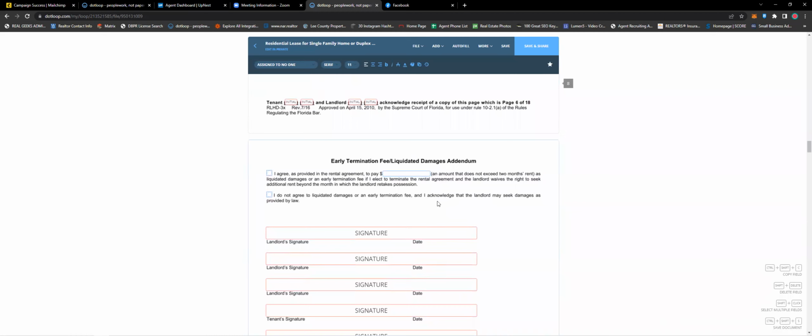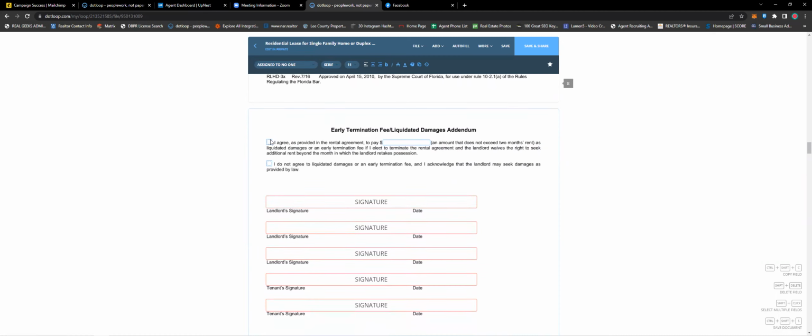If the tenant terminates the lease early, they can check here to say I agree, as provided in the rental agreement, to pay an amount that does not exceed 2 months as liquidated damages for an early termination. 2 months being $2,000 in this example. Everybody signs that.